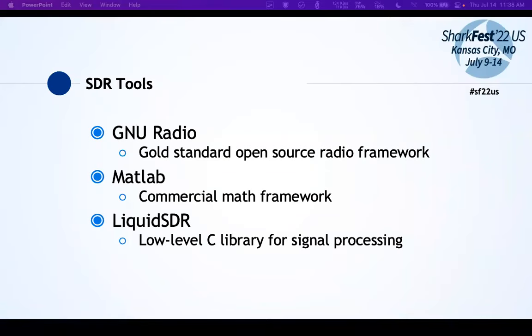As far as software tooling goes, the gold standard is GNU Radio. They have been around for decades now, and they are a framework for both capturing and processing data. They have different stages for performing common data manipulation for SDR. MATLAB on the commercial side has a huge data processing framework and interfaces for pulling data direct from software-defined radios. And Liquid SDR is a pure C library for really high-speed signal processing.